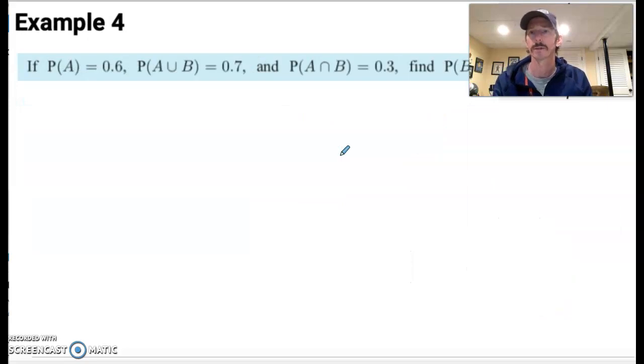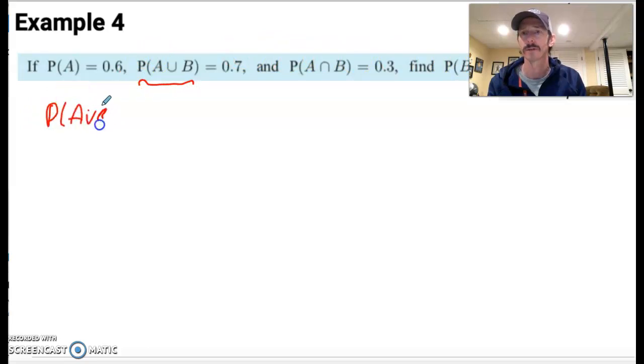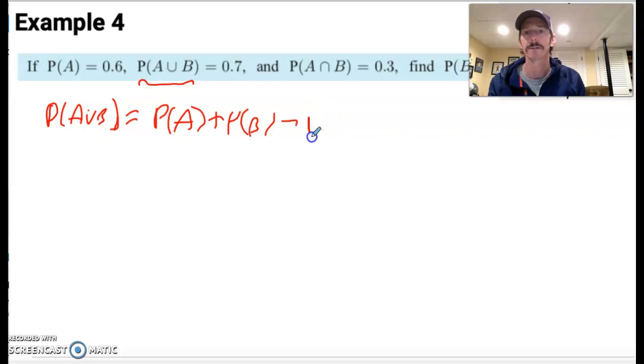So now I can play some games. If probability of A is 0.6, the union is 0.7, and the intersection is 0.3, find the probability of B. So there is one formula that combines all of these equations, and that is the formula for the union. A or B is the probability of A plus probability of B minus the intersection.